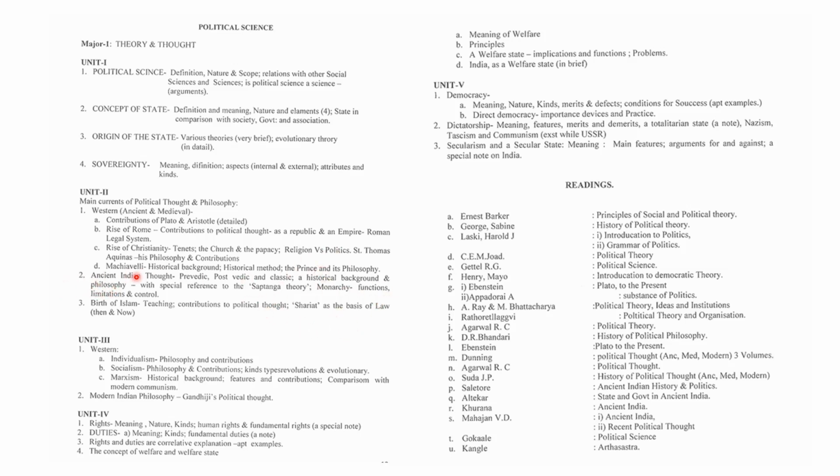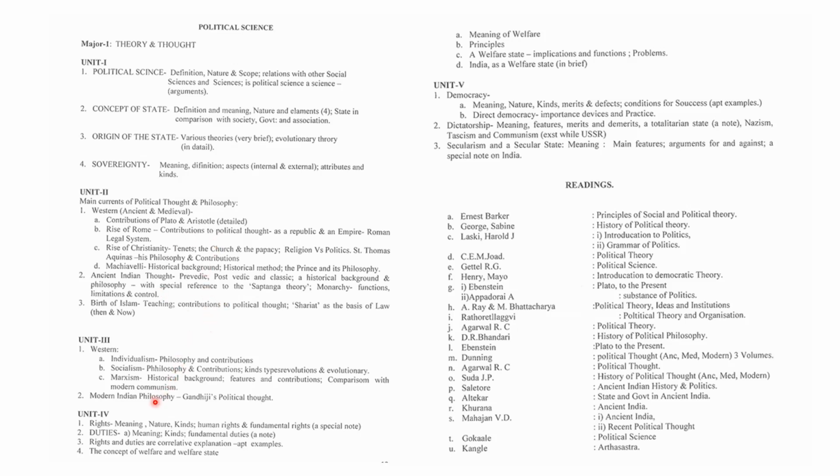Next, you have ancient Indian thought, the post and pre-Vedic period, and also the philosophy of Chanakya, his Saptanga theory. Then you have the birth of Islam, how Islam started, its teaching and contributions to political thought, and you'll also learn about Sharia law. So this is all about the second unit.